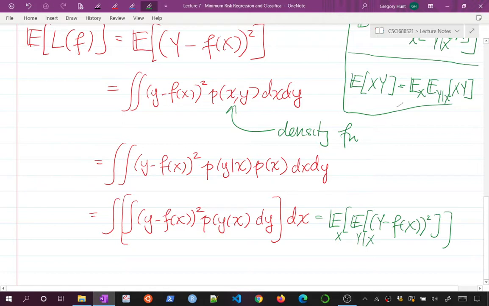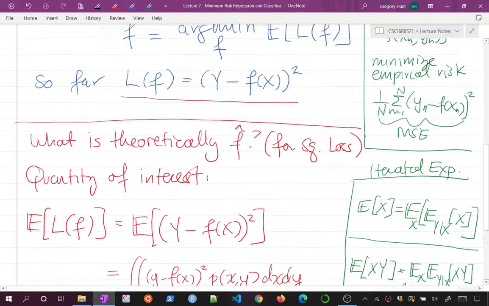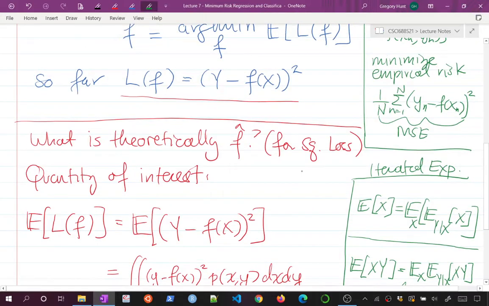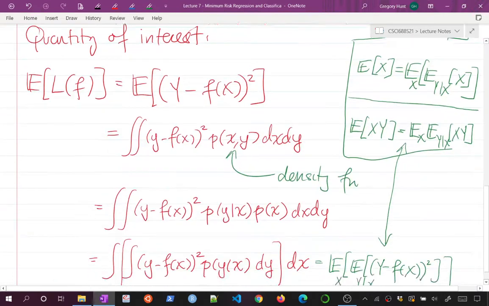So basically, my iterated expectation here. I could have done this in one step, but I like showing out the calculus a bit more. Okay, so that is my risk, right? This is our quantity of interest. So we want to minimize this risk. That will give us f hat, okay?